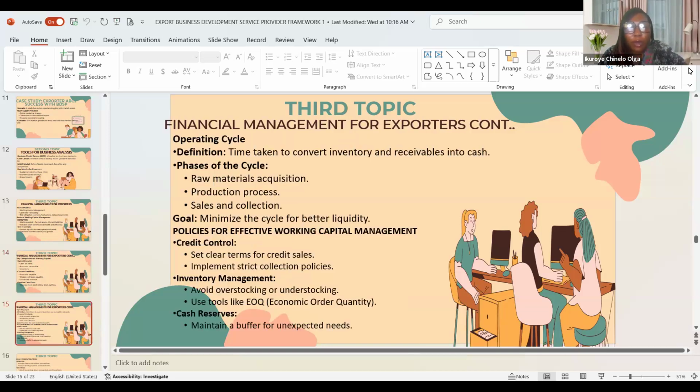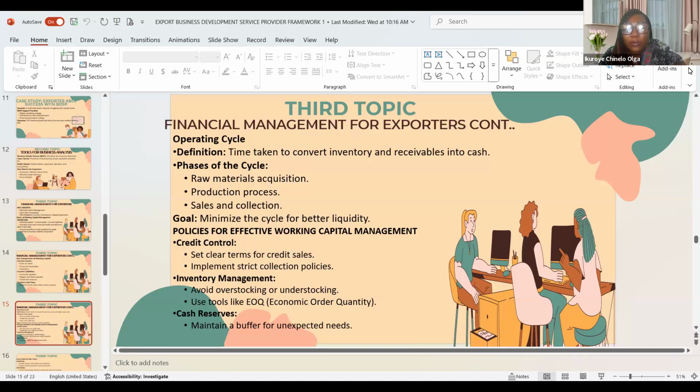Then we have financial management for exporters. The operating cycle is the time taken to convert inventory and receivables into cash. The phases of this cycle are raw materials acquisition, the production process, and the sales and collection. And the goal is to minimize the cycle for better liquidity.